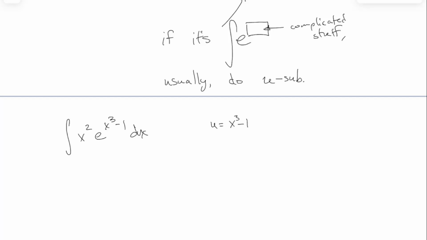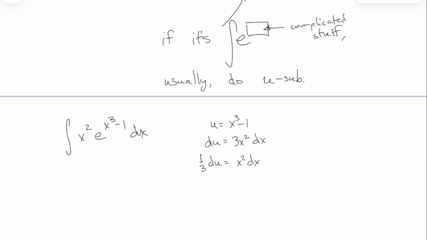Yeah, generally speaking, you should choose the u to be the inside of something. If you see parentheses or a square root sign, or in this case, an exponent, you should choose the u to be the inside of the exponent. That usually is going to work. Okay, then the du is the derivative of that, 3x squared dx. And as I usually do, I'm going to divide that 3 over to the other side. So this says 1/3 du equals x squared dx.